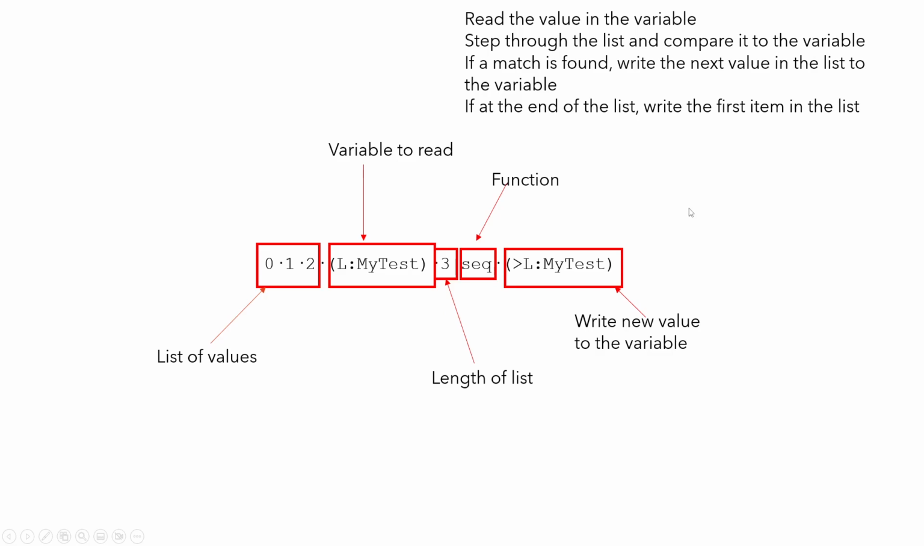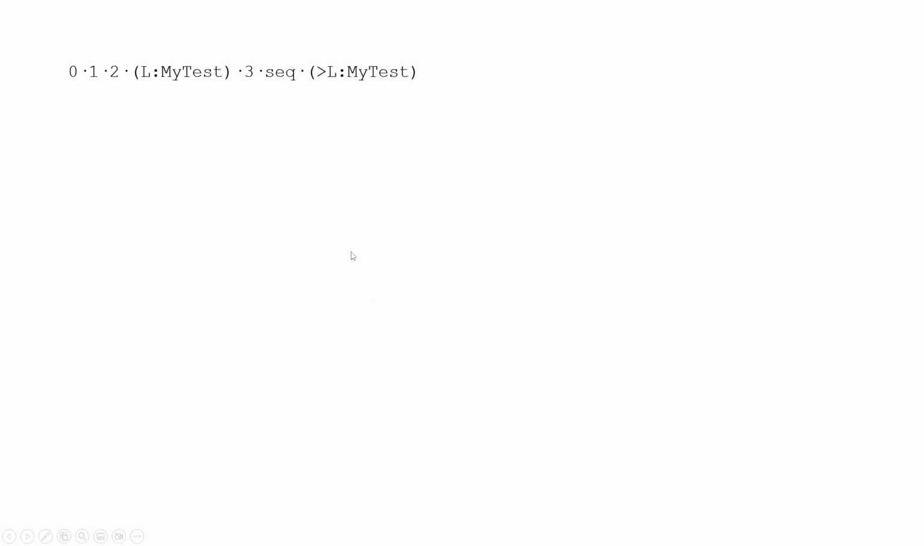And this is what it says in the manual. This is what it does: that it reads the value of whatever variable you've asked it to look at. It will step through this list and compare it to that variable, and when a match is found, it will write the next value in the list back into the variable. Let me animate it, show you it working, so you can see what I'm talking about. So we've got a variable called my test, which starts by default at 0.